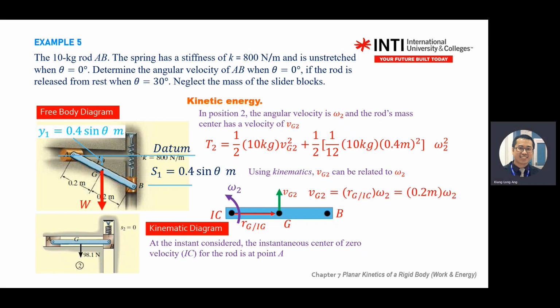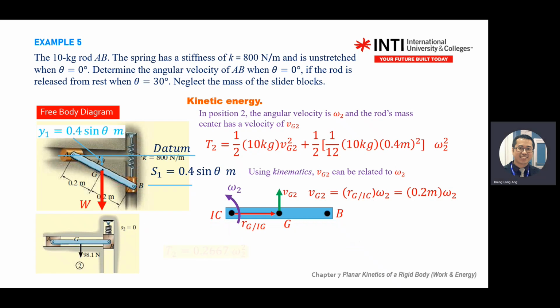So again, you link V equals omega R. The R here is 0.2, the length is 0.2, and omega you don't know, but you want to substitute in. Once you substitute in, your equation will have only one unknown, omega. So you will get T2 equal to something times omega square.